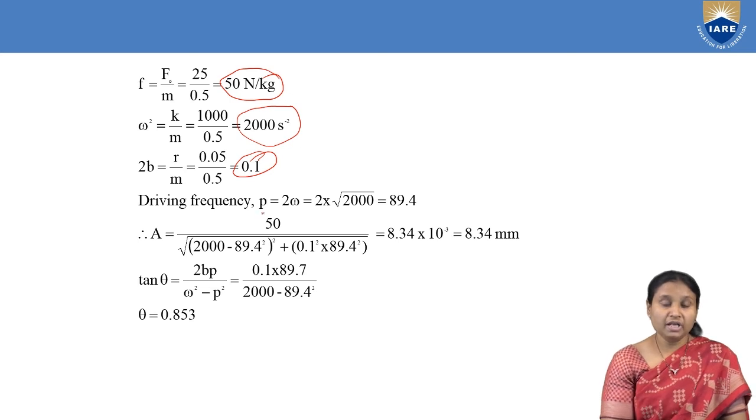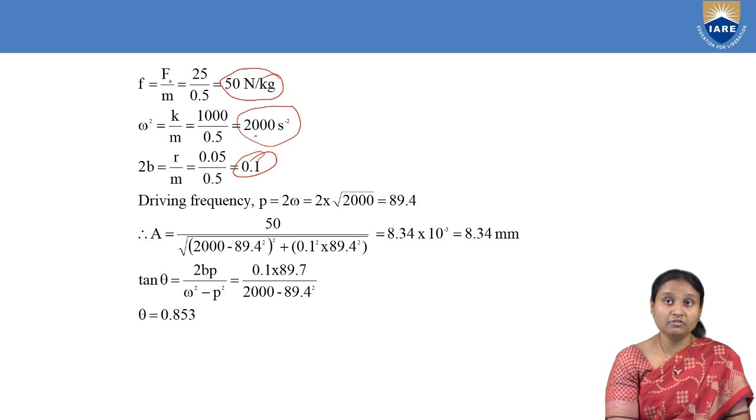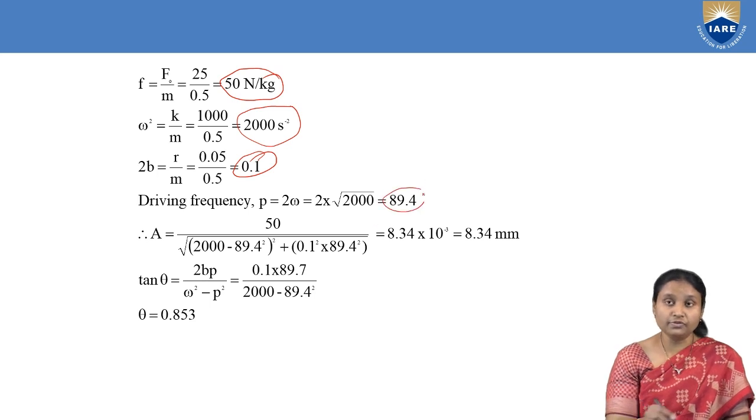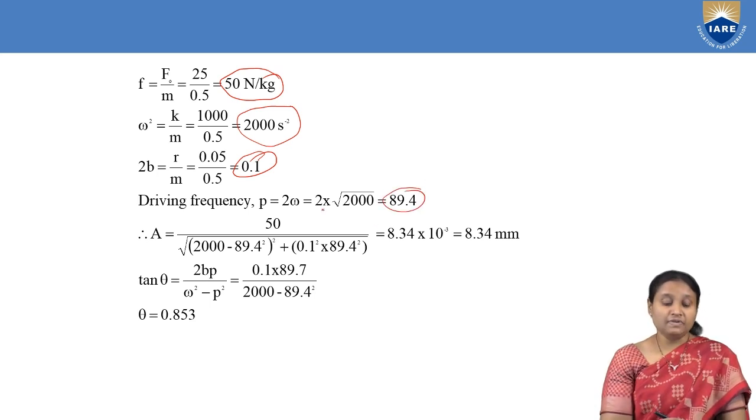And how to find the p value? It is given as twice the natural frequency of oscillation. So we know the value of omega square, so obviously omega will be the square root of 2000, which comes out to be 89.4. Once we know all these values, we can find the amplitude using the formula.